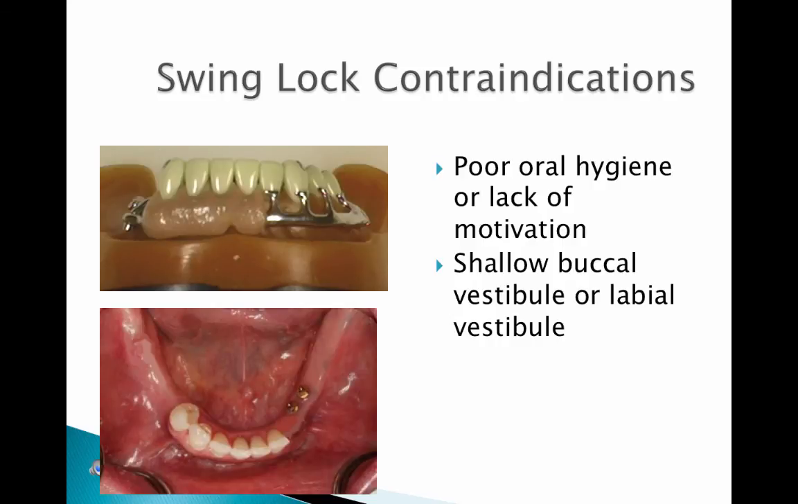The contraindications for use of the swing lock are poor oral hygiene or lack of motivation, and if a patient has a real shallow buccal vestibule or labial vestibule. I think the swing lock has probably disappeared more from use also because more people are selecting the option of implants for retention of the partial on the one side, which negates having to have all of that metal in the mouth for a partial denture.